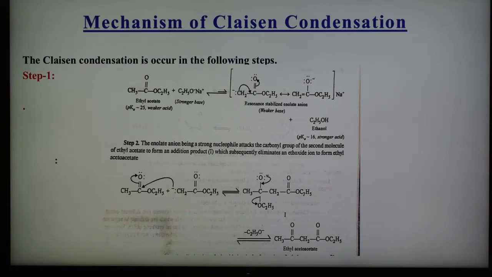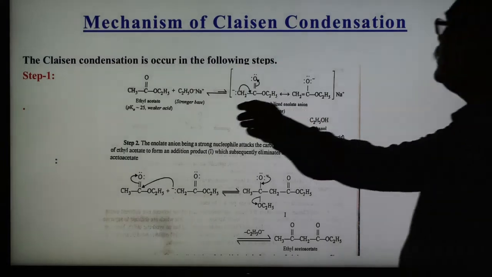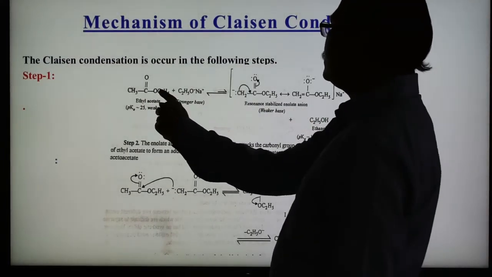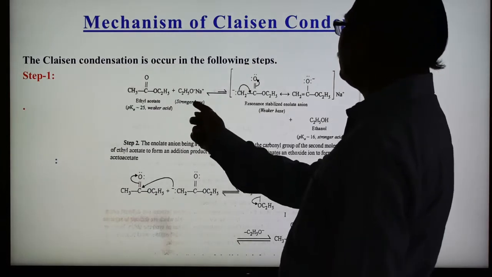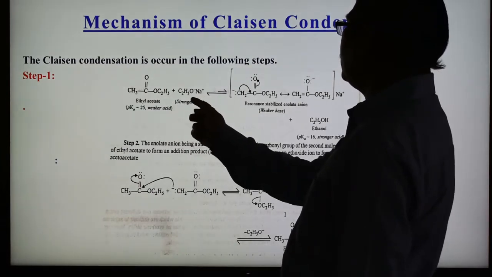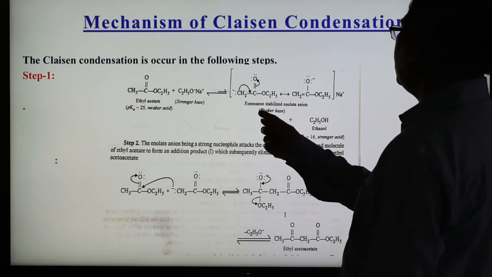Since ethanol is a stronger acid than ethyl acetate, this step is reversible, and the position of equilibrium favors the reactant rather than the product. Therefore only a low yield of enolate ion is formed, as shown here in the reaction. In this case, this ethyl acetate is a weak acid and reacts with the stronger base, sodium ethoxide, C2H5O minus, forming this type of compound.